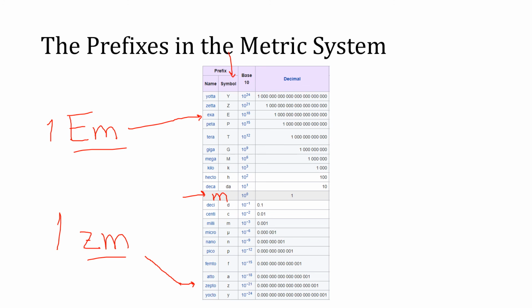Notice that we tend to use a lot of capital letters on the big end, so if I wanted a zetameter, then that would be 1 Zm. So notice the difference, that here we've got a lowercase z and here we've got an uppercase Z. But yeah, they're the prefixes in the metric system, and that's kind of all you need to know about them.